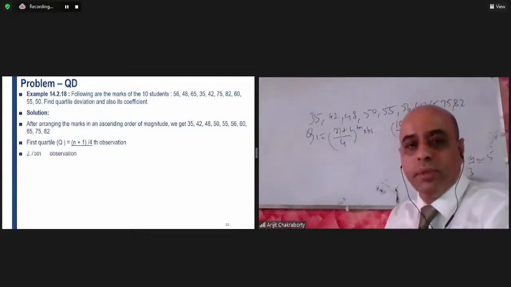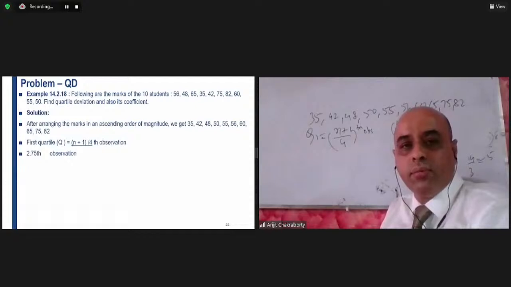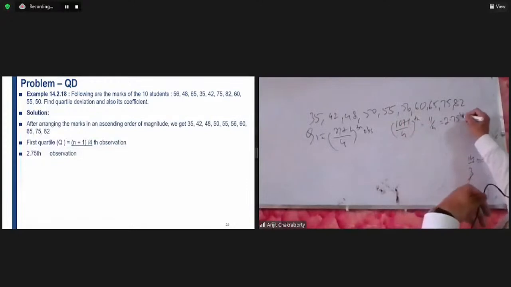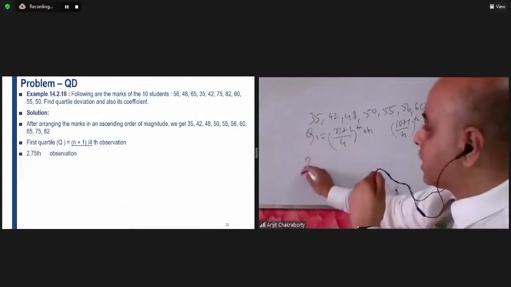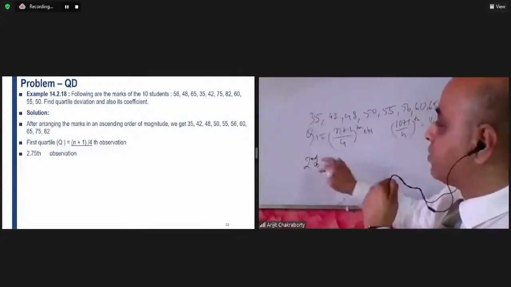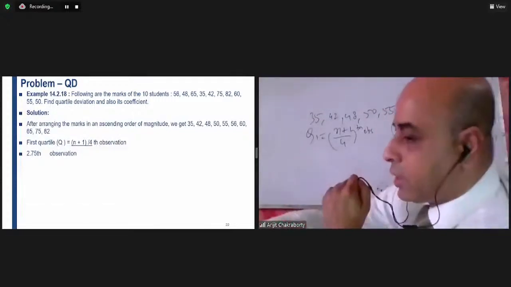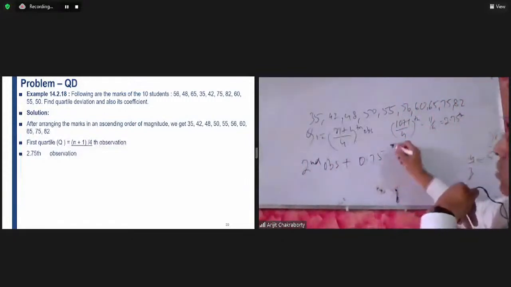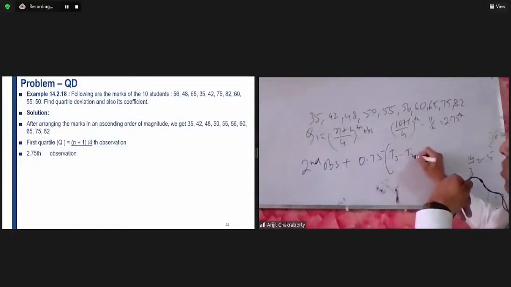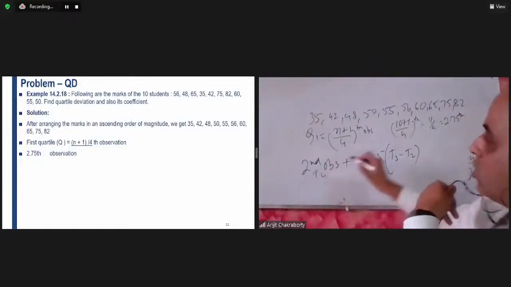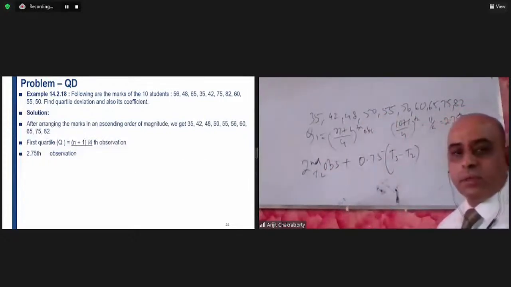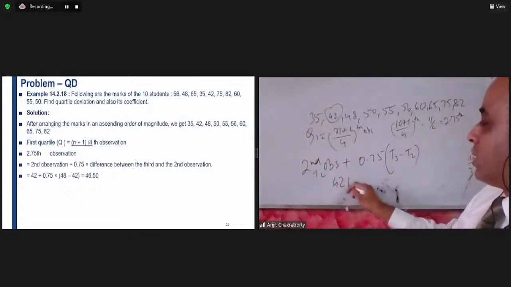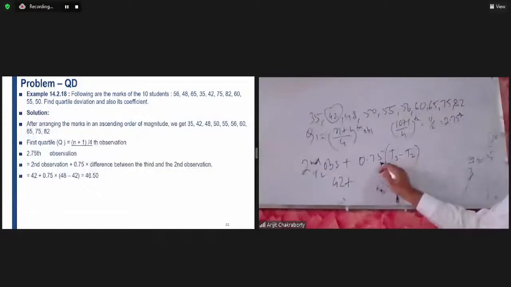11 by 4 means 2.75. So it is the 2.75th observation. That means it is the second observation plus 0.75 into term 3 minus term 2. The second observation means term 2, which is 42. So I take 42 plus 0.75 into term 3 minus term 2.